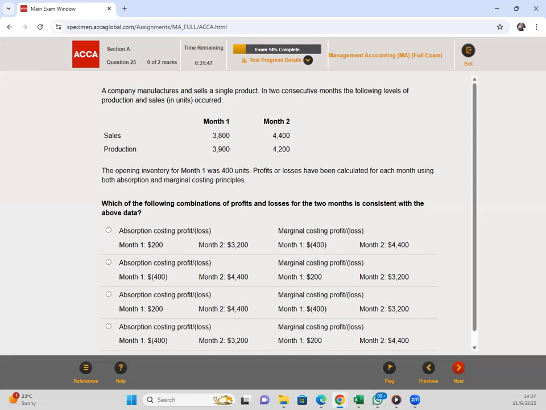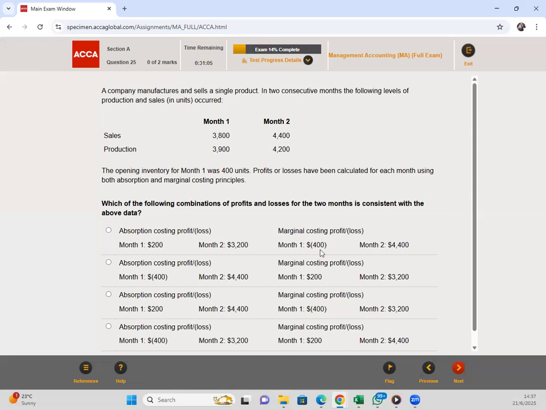Are you guys with me or not? So it started with 400, now 500. So we have 500. So it means the closing stock is higher than the opening, right? So for month one, the closing stock is higher than the opening. So it means for month one, we should have a higher profit under absorption than under marginal.